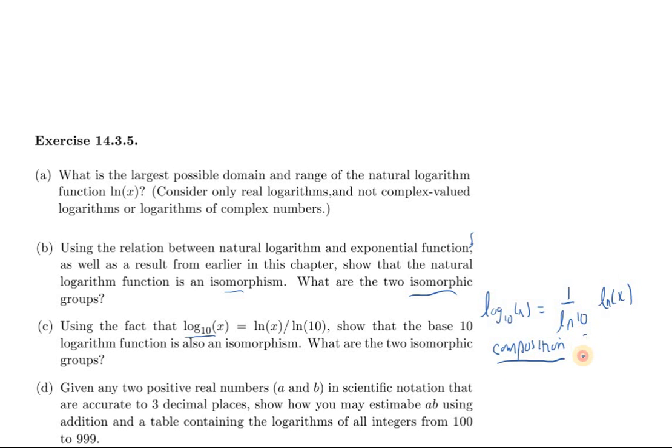I can take f1 of x equals log of x, and I can take f2 of x equal to 1 over ln 10 times x. And then you can verify that log 10 of x equals f2 composed f1 of x. And then you can use some earlier results about the composition of isomorphisms. Okay? So that's all I'll say about that.